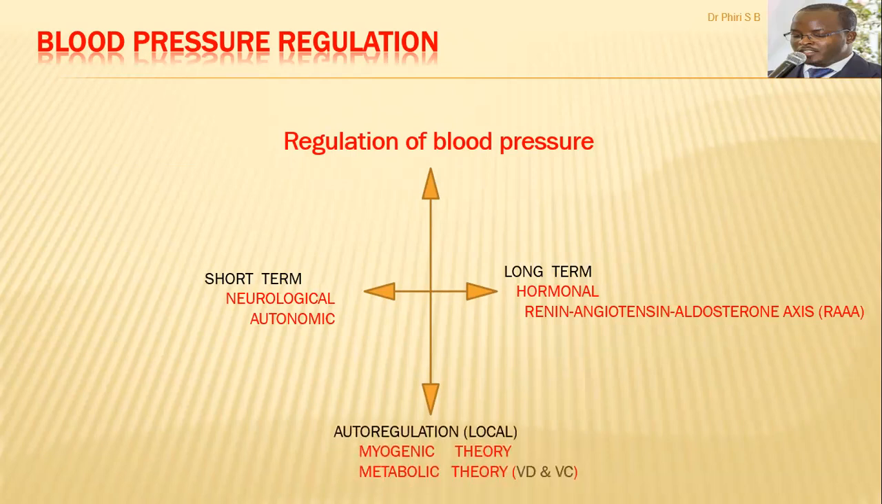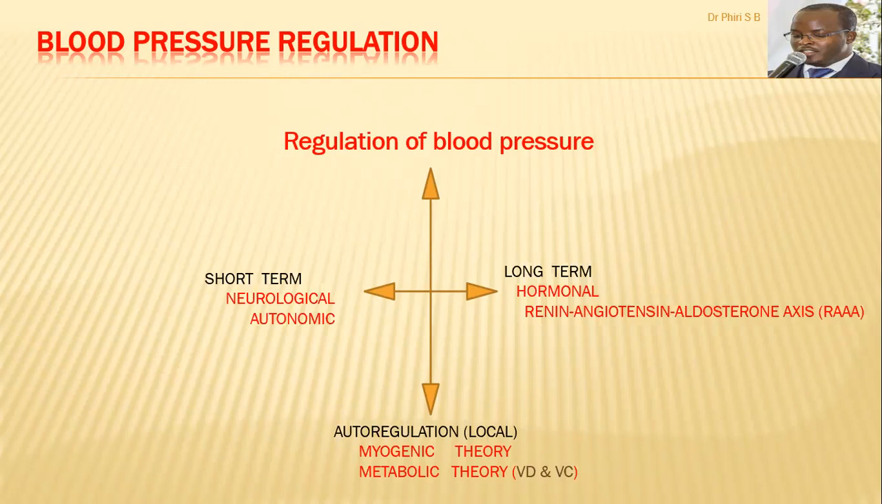Then you have autoregulation or local regulation. Here you have two mechanisms. There is the myogenic theory and the metabolic theory. Myogenic, you're talking of the contractility of the smooth muscles. When smooth muscles are stretched due to pressure, they're going to contract to increase the resistance. Okay, so I'll explain that later on.